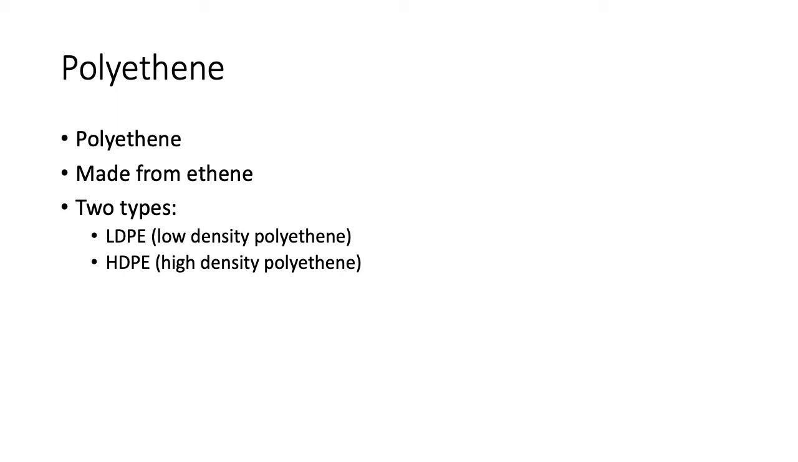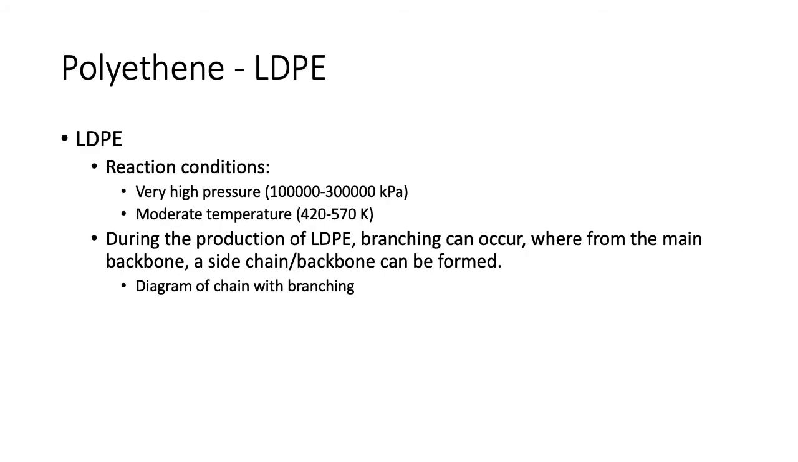There are two types, LDPE, or low density, and then high density, HDPE. LDPE reaction conditions: memorize these. During the production of LDPE, branching can occur, where from the main chain a side chain, and backbones, can be formed. What that means is that here's your main chain.